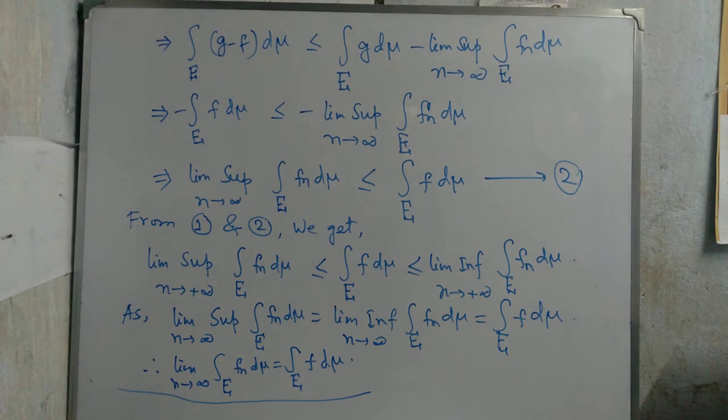Okay, so in this way we did this. We also defined modulus of f, f plus and f minus, and discussed some propositions. This proposition says that this one is a vector space: L1 of E, all Lebesgue integrable functions, forms a vector space. So today we stop here.